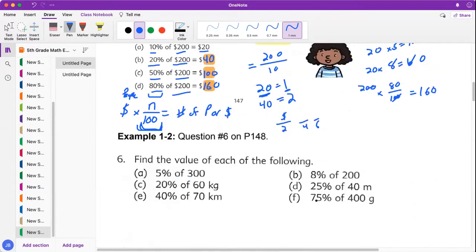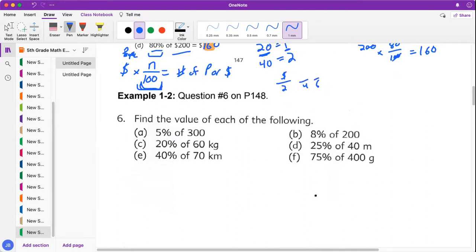And so now we're going to look at question number 6 on page 148. So it says, find the value of each of the following. So we'll start with A. So we have 5% of 300. So here, we know we have 300 and we want to multiply by the percent. And 5% is 5 out of 100, right? So we can say zeros cancel. And now we get 3 times 5, which should be 15. So 5% of 300 should be 15.